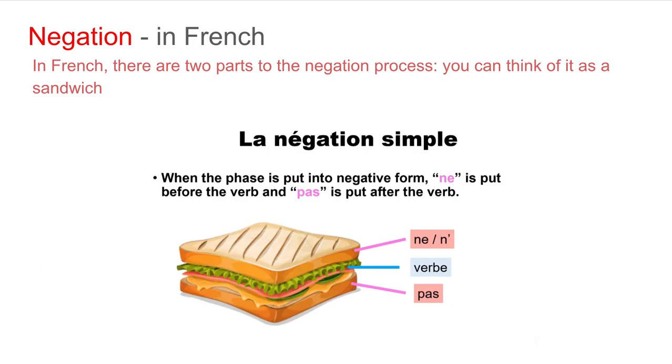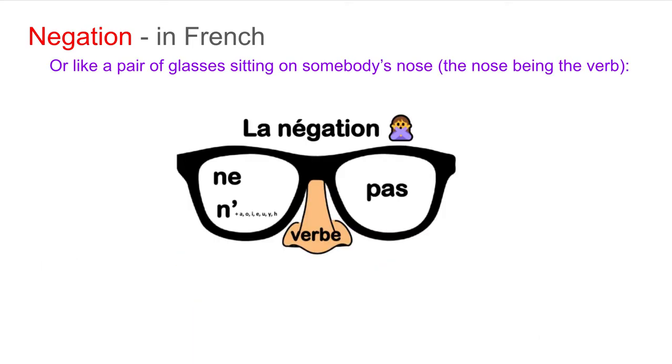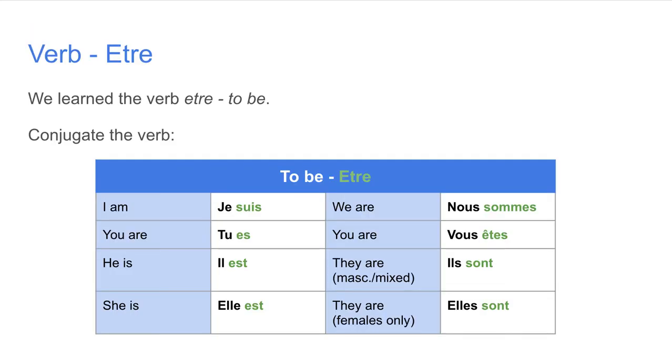The other way of seeing it is a bit like a pair of glasses sitting on somebody's nose, and the nose is the verb, and you have the ne before, then the verb in the middle, and then the pas after. This one makes more sense to me because the sandwich, you can't put it vertical and look at it like that, but whichever way works for you is best.